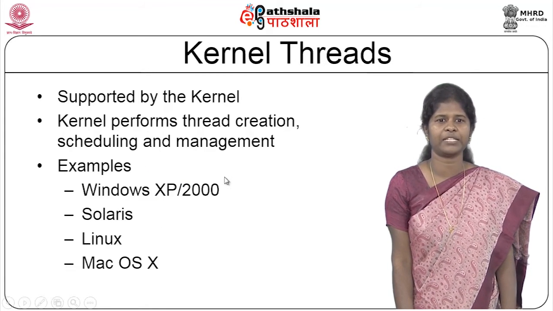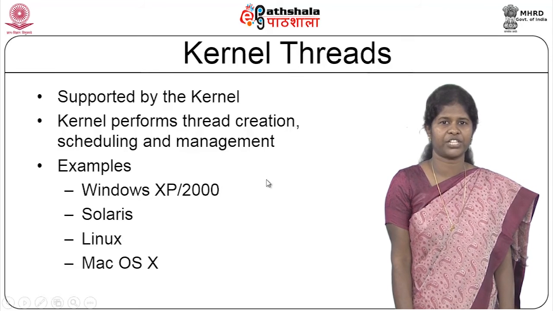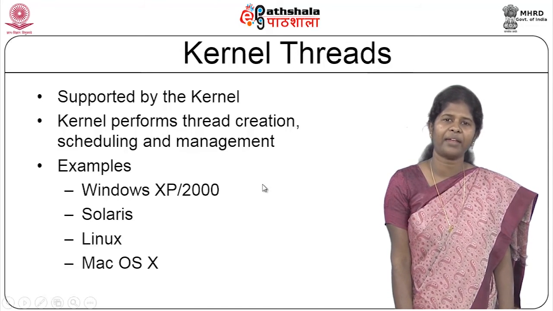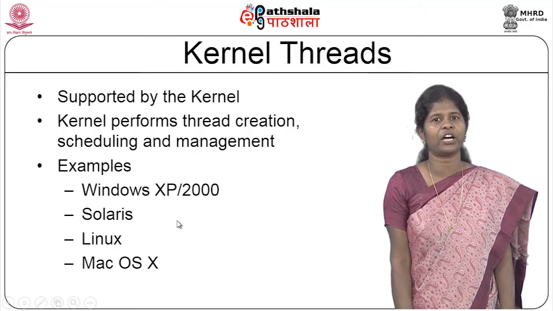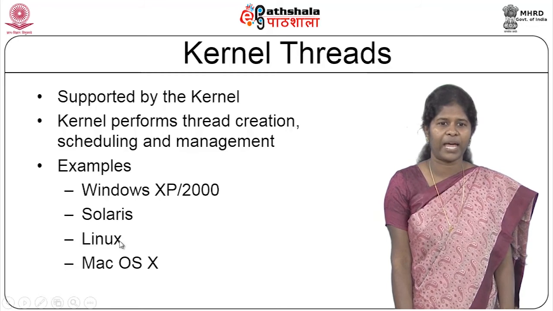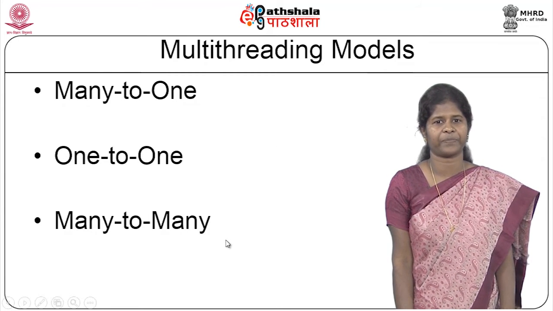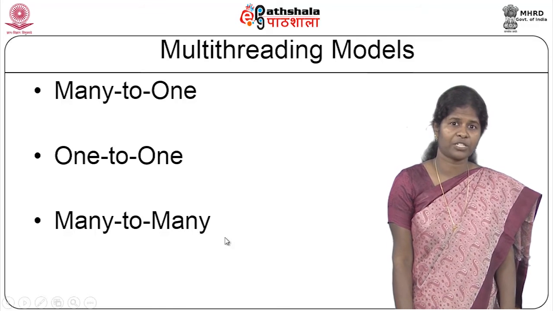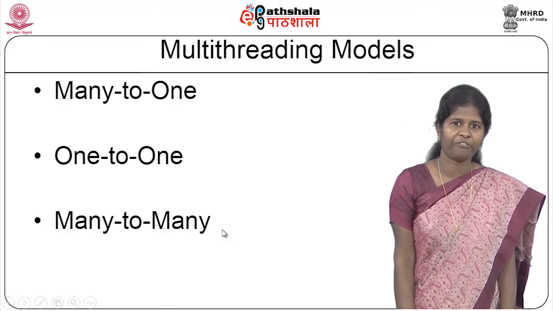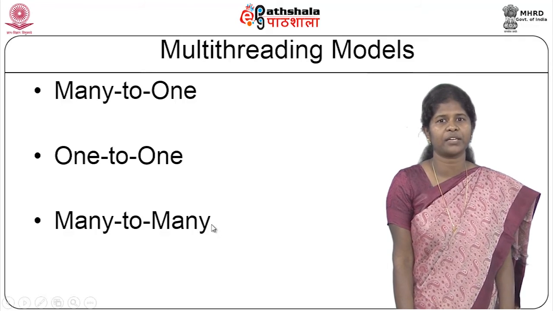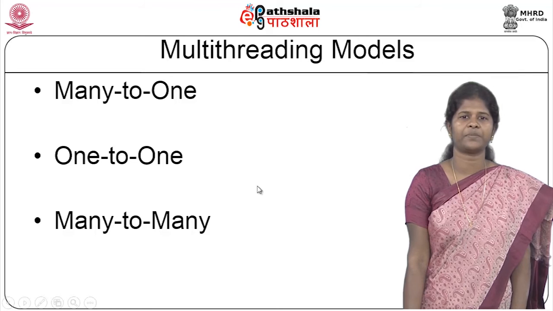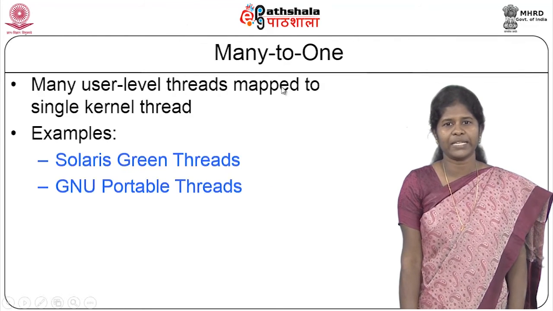But in the case of kernel threads, the thread creation, thread scheduling, management and synchronization, everything is supported by the kernel. The kernel can handle multiple threads. And this kind of kernel thread support is available in Windows XP, 2000, Solaris, Linux, Mac OS X. Now it is possible to have a combination of user level threads and kernel level threads, that is, you can have user level threads as well as kernel level threads in a particular machine. And when this kind of support is provided, you have different types of multi-threading models. So, we will see that one after the other.